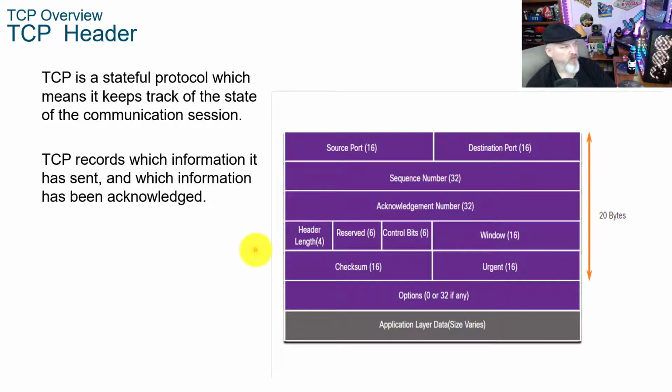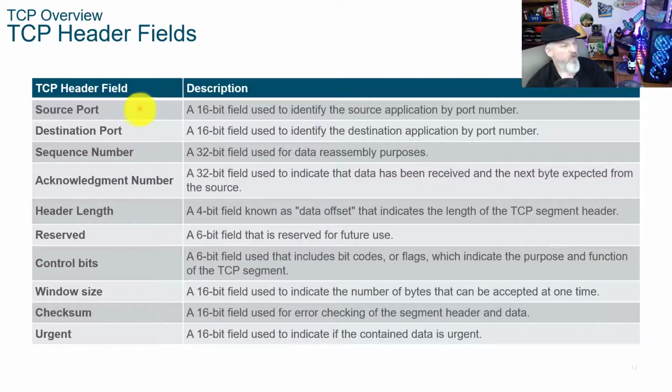But this is a visual look at the TCP header. The header fields here: source port, destination port, sequencing number. You can pause this here if you want to read which each one of these are. I'm not going to lecture over each one of them. But if you want to pause the video right here and take a look at each one of these.